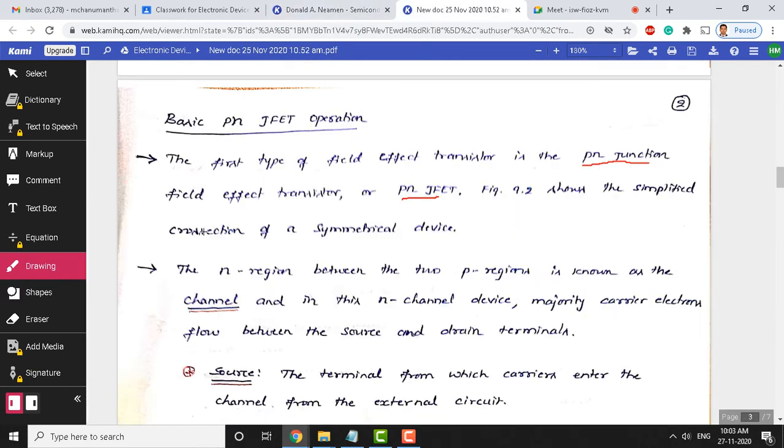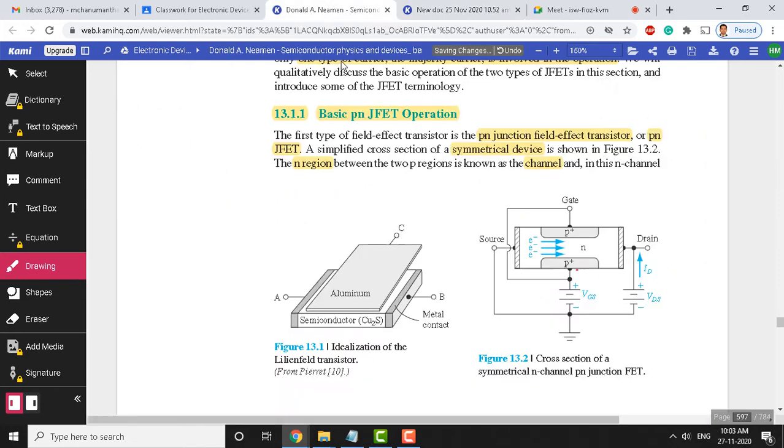Let us look at these points here. You should look at the diagram referring to 13.2, though it is mentioned as 9.2 here. So, it is a simplified cross section of a symmetrical device. Why do we call it a symmetrical device? Look at this diagram and you can easily get to know why it is called a symmetrical device.